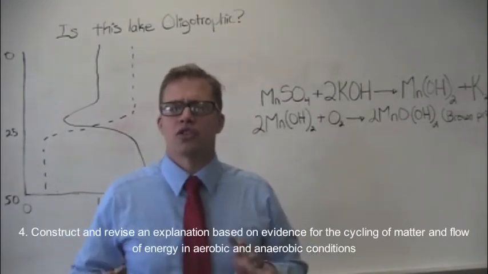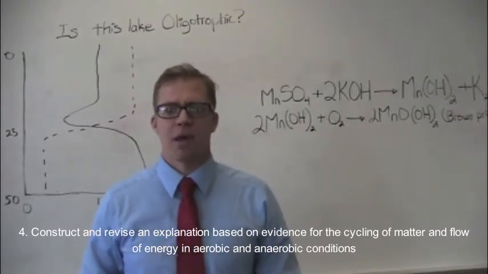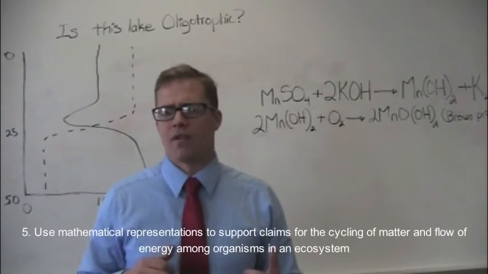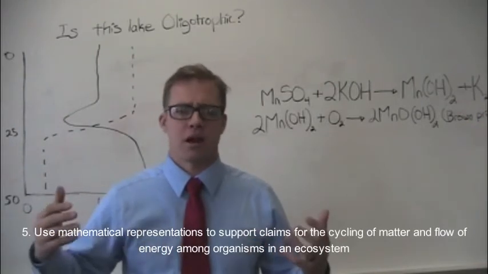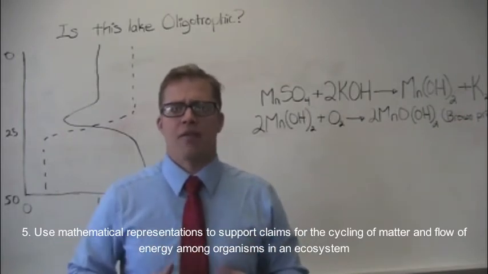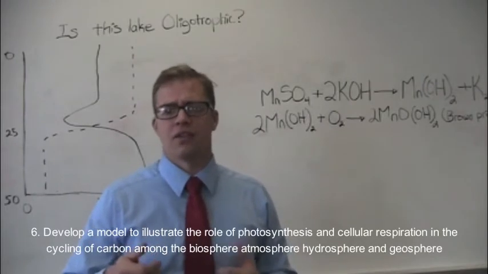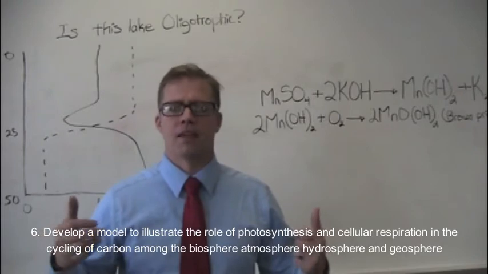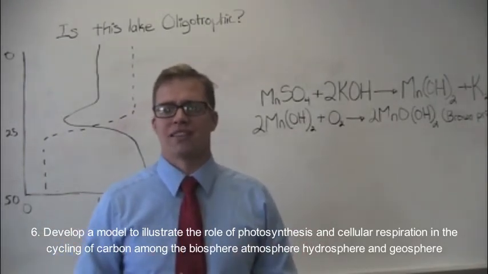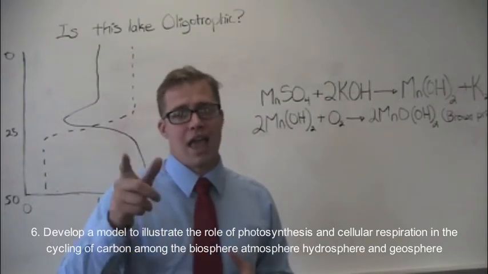They need to be able to construct and revise an explanation based on evidence for the cycling of matter and flow of energy in aerobic and anaerobic conditions. Number 5, students should be able to use mathematical representation to support claims for the cycling of matter and flow of energy in organisms and ecosystems. And finally, students need to be able to develop a model to illustrate the role of photosynthesis and cellular respiration in the cycling of carbon among the biosphere, atmosphere, hydrosphere, and geosphere.